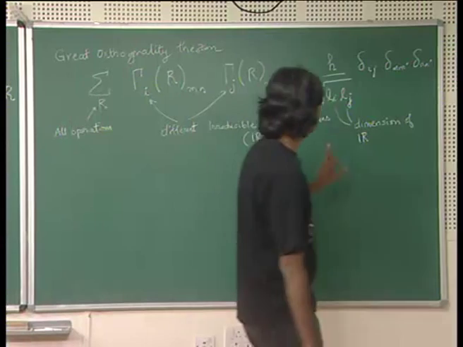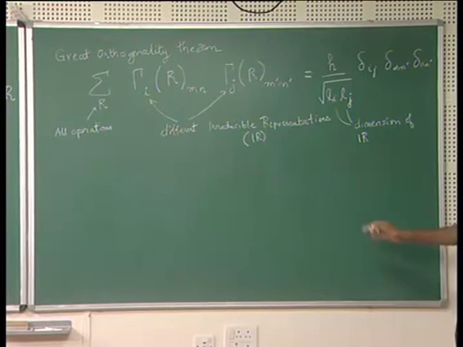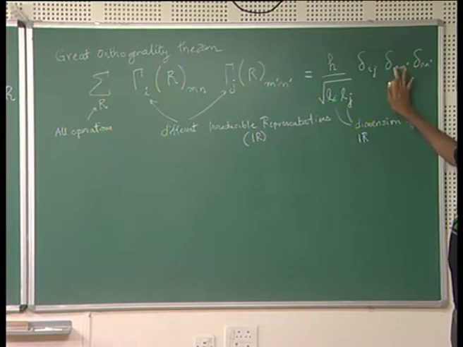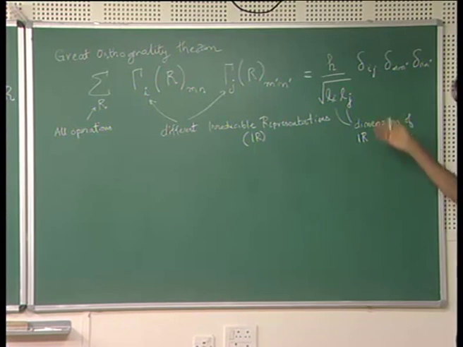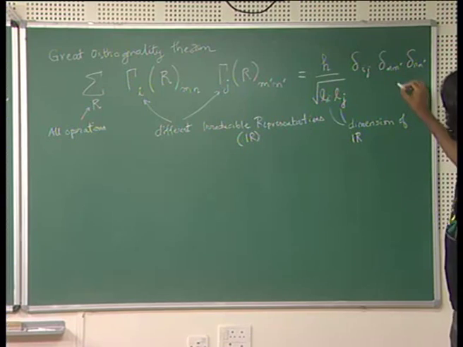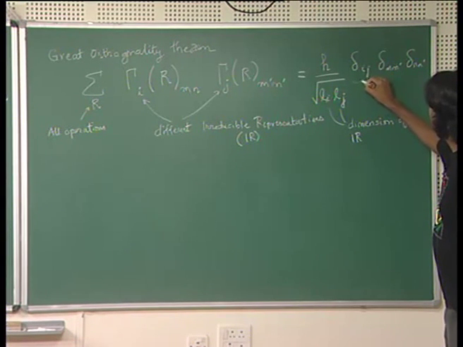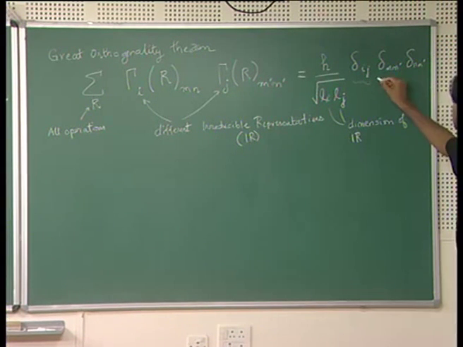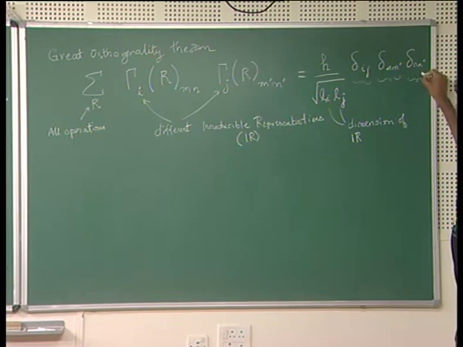Okay. And I have written it in this form. So, it looks completely symmetric to changing i and j, m and m prime, n and n prime. So, it is a completely symmetric result. Okay. And notice that each one of these looks like an orthogonality relation.